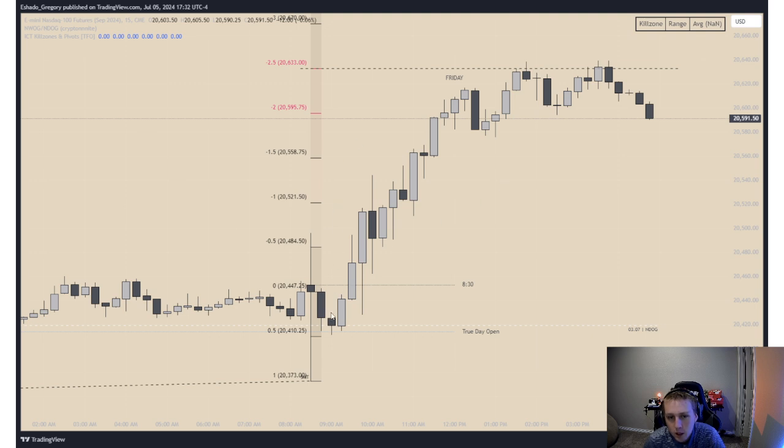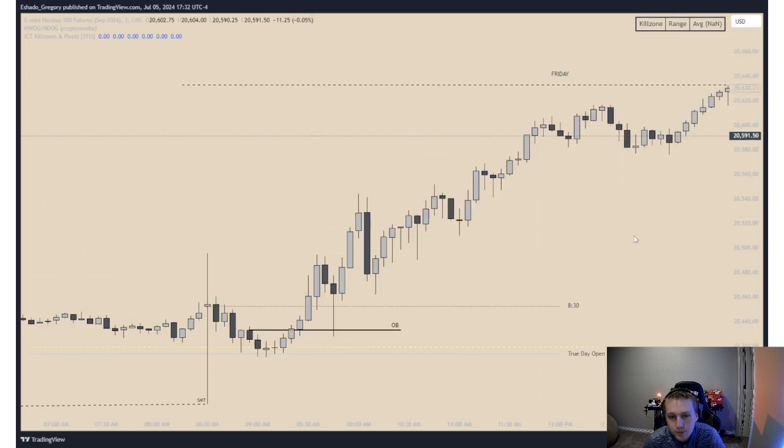As you see here, we have a change of state delivery right there. You can use the wick because it's in line with that fair value gap. Look at where we end up repricing to. Boom. And we see buy side.